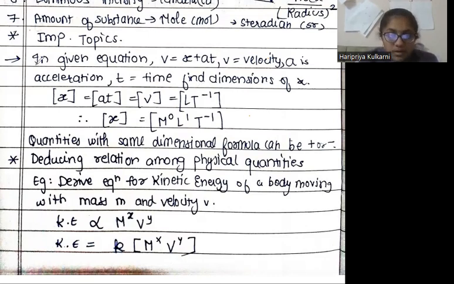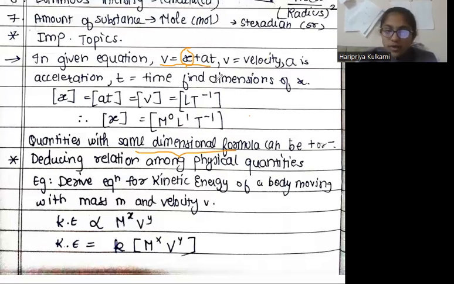Okay. For example, we have a question here. In the given equation, v is equal to x plus at, wherein v is velocity, a is acceleration, and t is time. Find the dimensions of x. So we know that quantities with the same dimensional formula can be added, right? So the dimensional formula of velocity should be equal to the dimensional formula of acceleration into time, which should be equal to the dimensional formula of x.